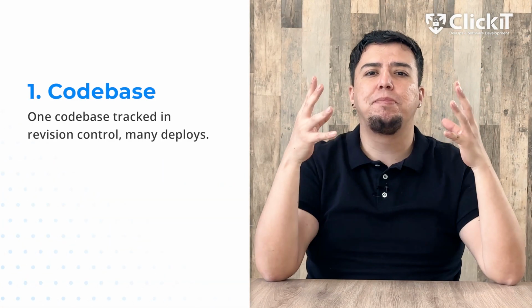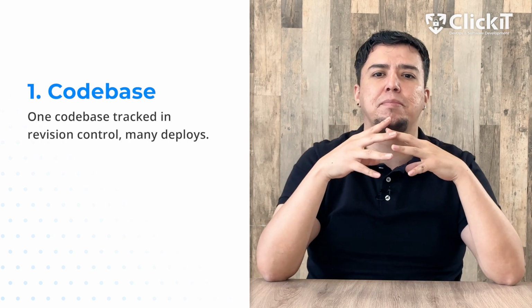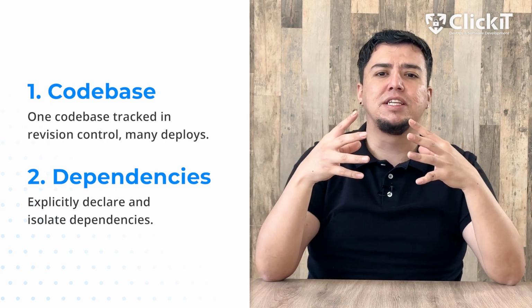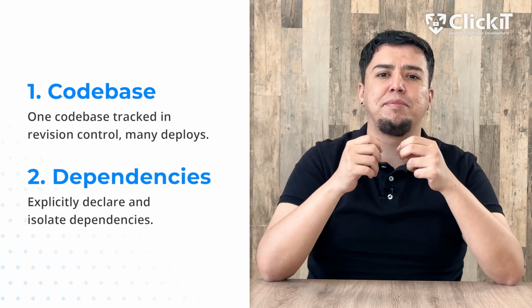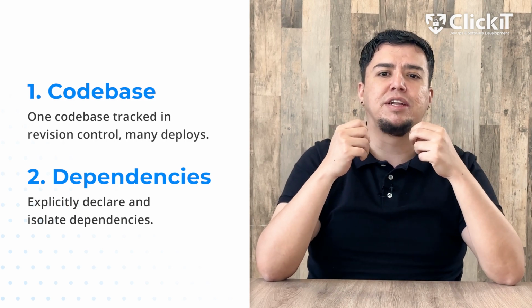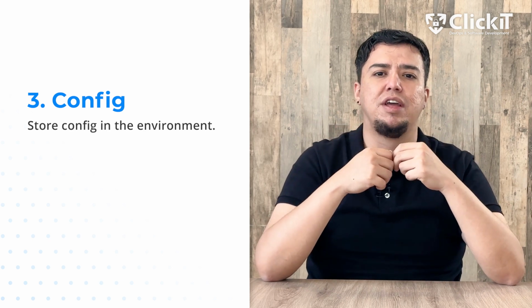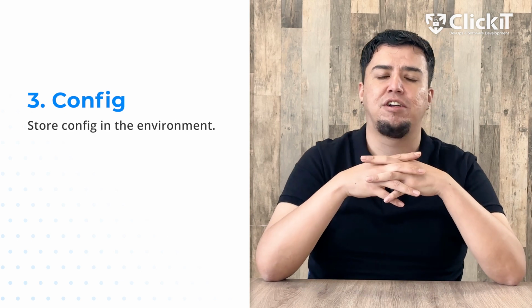Codebase. There should be one codebase tracked in version control, and multiple deployments should be made from that codebase. Dependencies. Dependencies should be explicitly declared and isolated. This ensures that each deployment has the same dependencies and can run consistently. Config. Configuration should be stored in the environment and not in the code. This allows for configuration changes to be made without modifying the code.